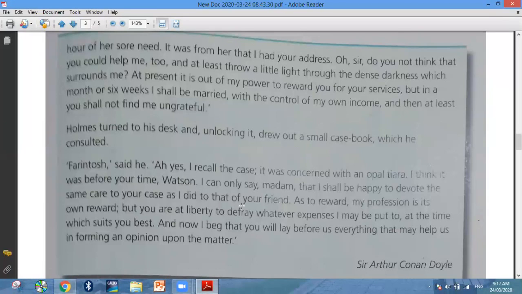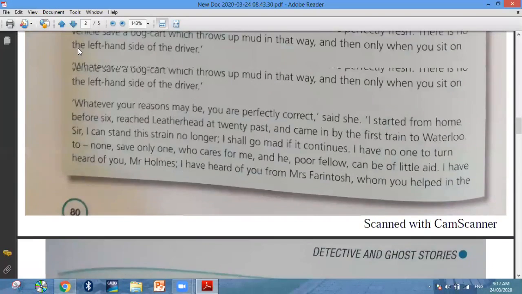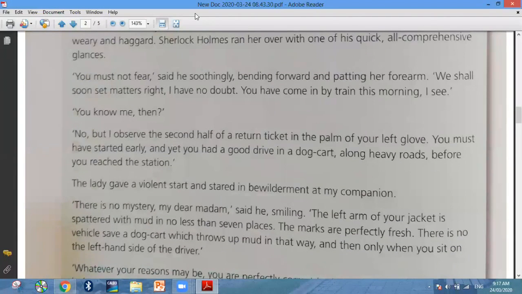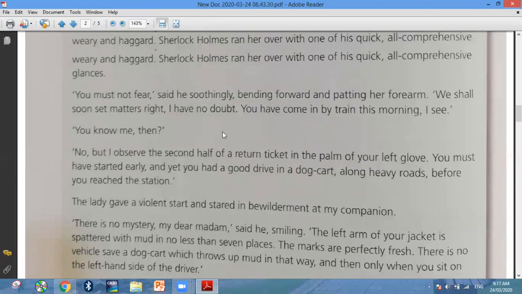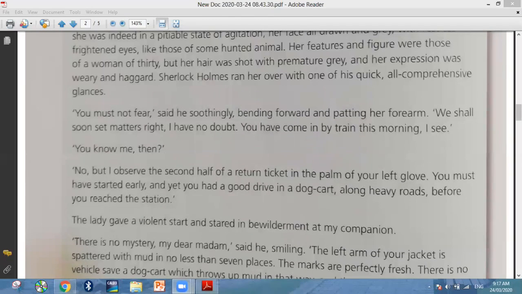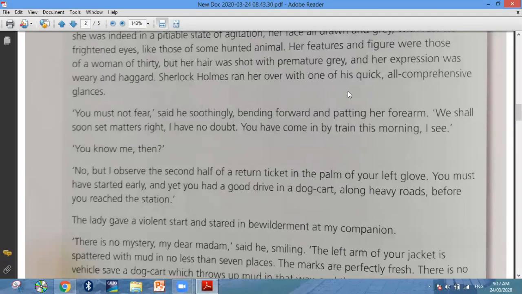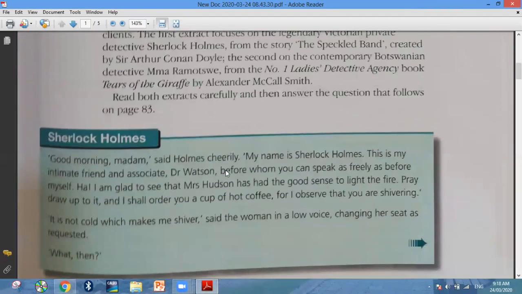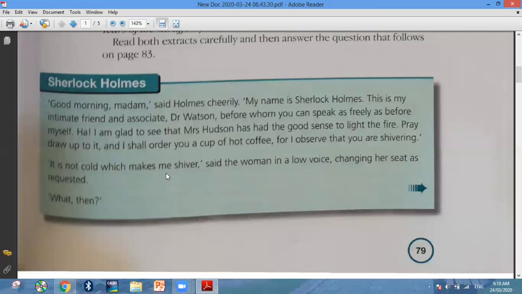This is the rest of the story, okay? I'll send you the full one, okay? This is just a part of it to discuss. Please turn off your cam, please. Okay, please turn off your cam. Okay, let's discuss it and discuss the meaning of some parts, okay?